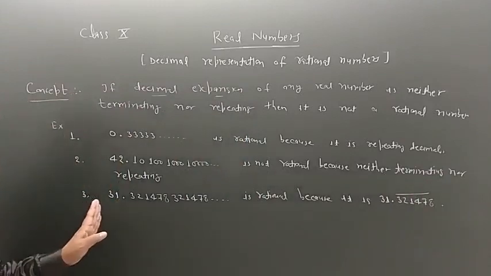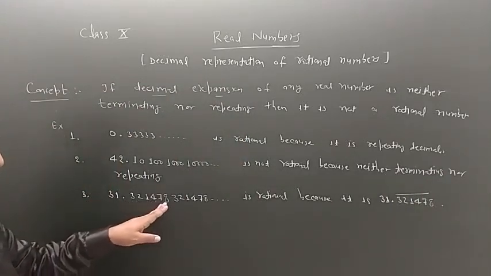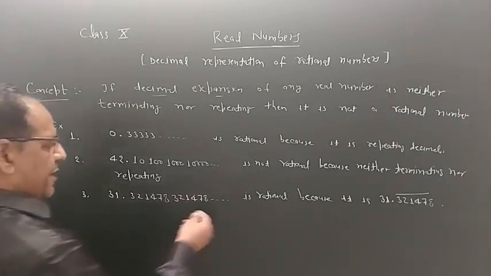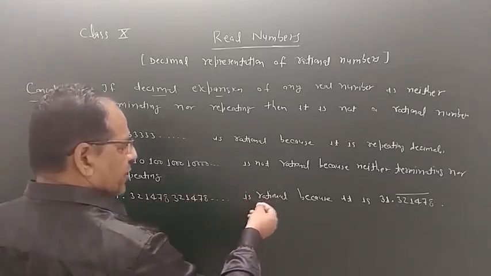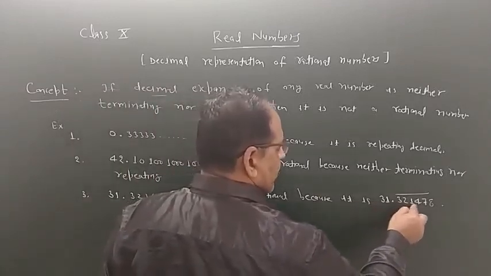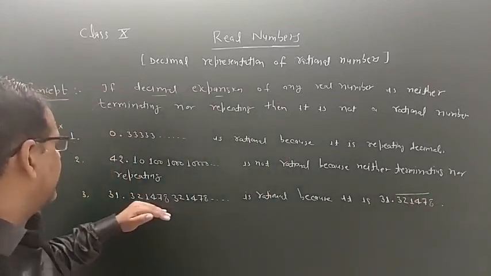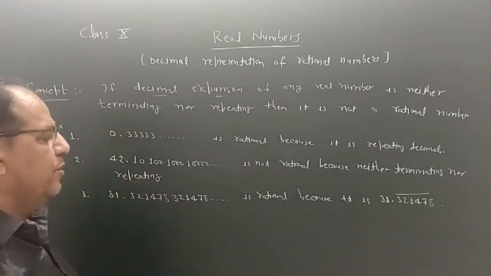Again I am taking one more problem, 31.321478321478 and so on. So it is rational because it can be written as 31.321478 repeating. So this is a repeated decimal expansion. So this is also rational.